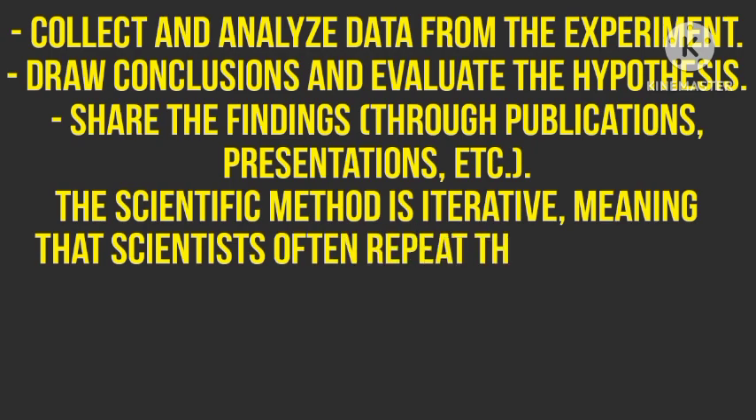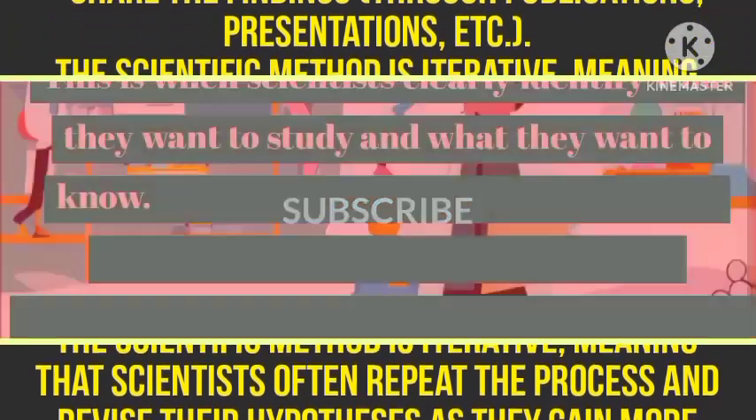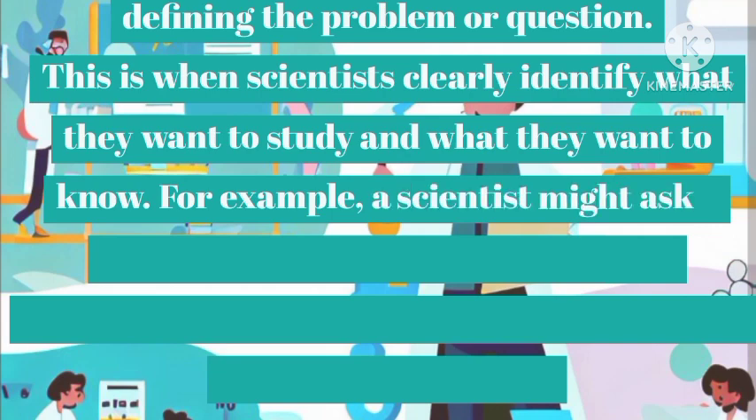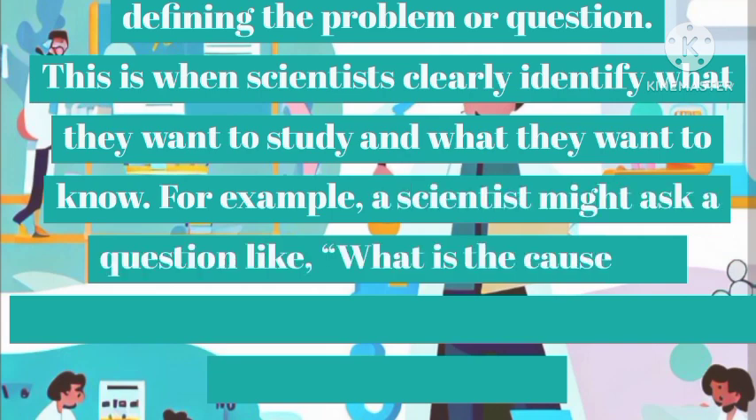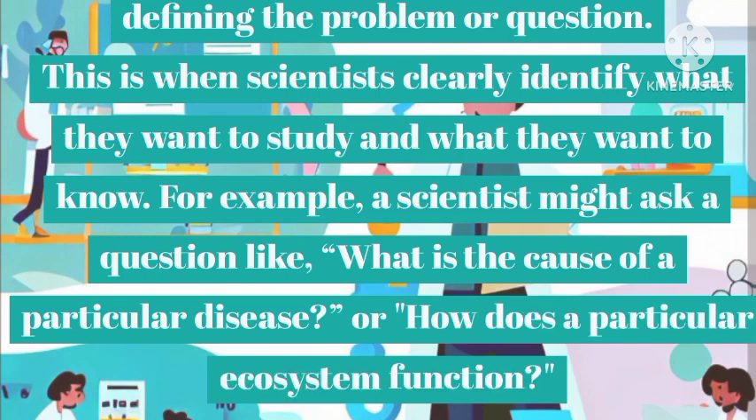The scientific method is iterative, meaning that scientists often repeat the process and revise their hypotheses as they gain more information. Defining the problem or question. This is when scientists clearly identify what they want to study and what they want to know. For example, a scientist might ask a question like, what is the cause of a particular disease? Or, how does a particular ecosystem function?